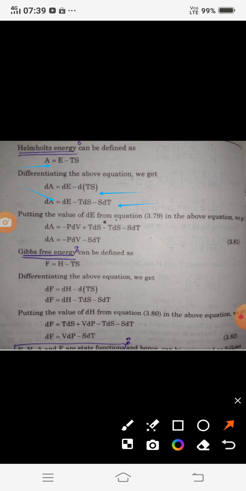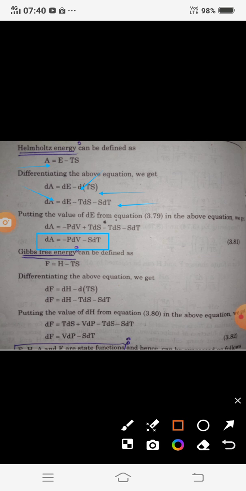By putting the value of dE that we derived in the previous discussion, the equation appears in this form. What was the dE value? dE was minus PdV plus TdS. By putting the value of dE, the equation becomes this form. If we notice, the terms cancelling out are plus TdS and minus TdS. So the result obtained is dA equal to minus PdV minus SdT. This is all about the Helmholtz energy.